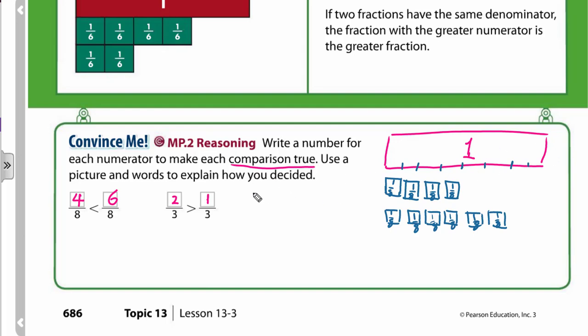Excellent. The numerator 2 is greater than 1 because they have the same denominator. Great work, Riddle. Thank you. Okay, my heroes, let's draw this.